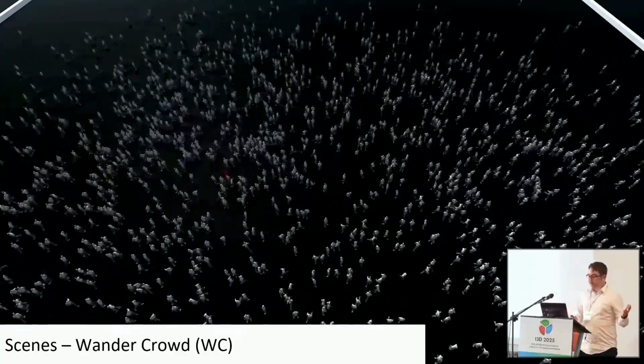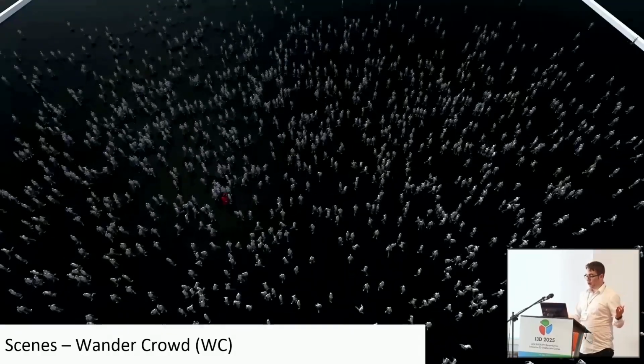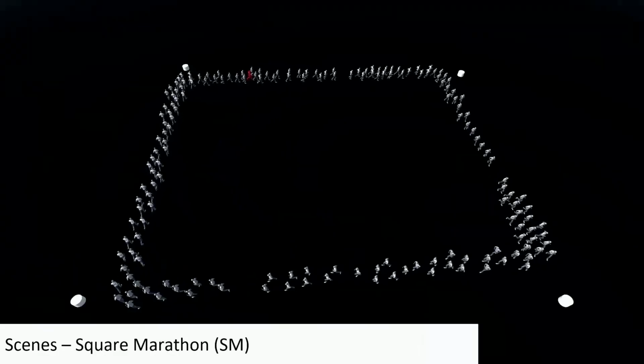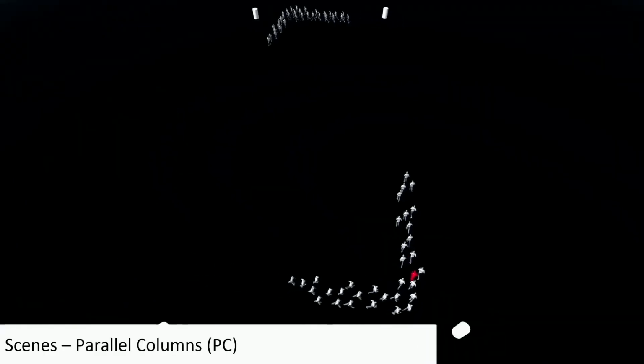The first that you've already seen is the Wander Crowd, which is our unorganized movement scene and has agents going all over the place. The first of our organized movement scenes is Square Marathon, where they simply go around in a clockwise rotation. Similarly, Parallel Columns, except now we have two very distinct groups.